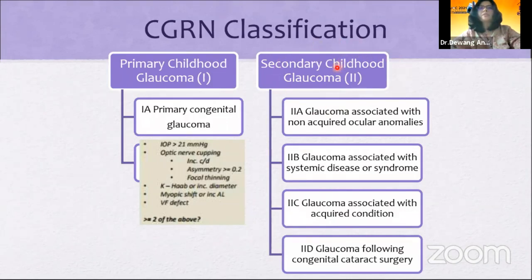And the secondary glaucomas include glaucoma associated with non-acquired ocular anomalies, 2B as glaucoma associated with systemic disease, 2C as glaucoma associated with acquired condition, and 2D as glaucoma following cataract surgery. As you can clearly see, this is again a prognostic classification, wherein the secondary childhood glaucomas are those having slightly different management, and they definitely have a poorer prognosis as compared to the primary congenital glaucomas.